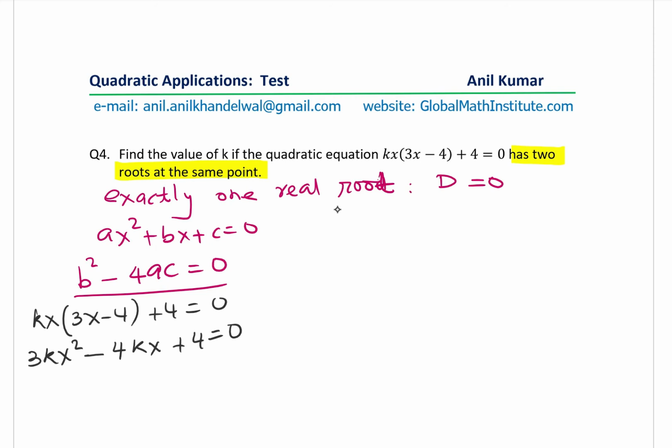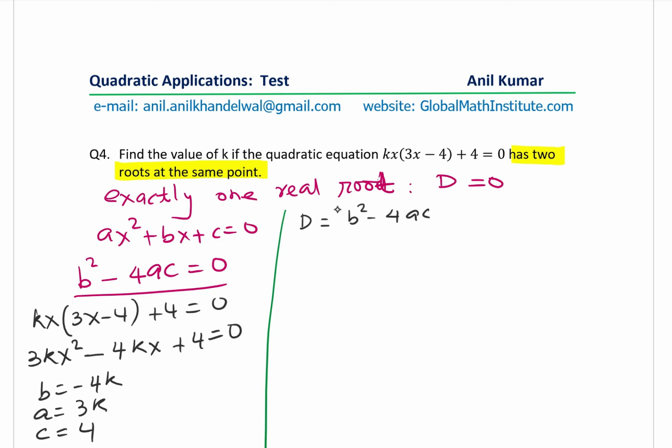Now in this case, the value of b is minus 4k, right? The value of a is 3k, and the value of c is 4. So when we substitute these values, what do we get as b squared minus 4ac? We'll equate this to 0, right? So discriminant, which is equal to b squared minus 4ac, that should be equal to 0 for one root. So b is minus 4k, minus 4ac. 4 times a is 3k and c is 4, right? That should be equal to 0. So we have a quadratic equation which is 16k squared minus 12k times 4, 16 times 3 is 48k, right?